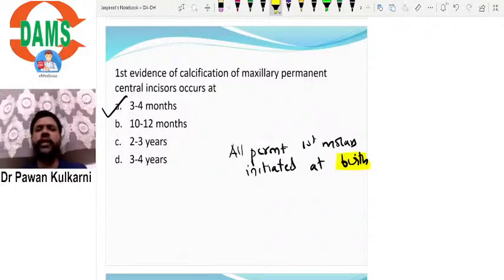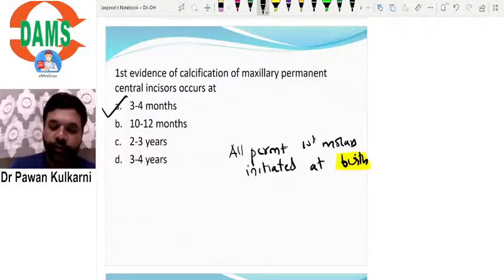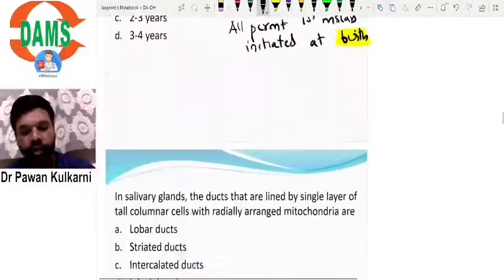Okay, rest all initiation will take place later, but only at the first permanent molars initiation occurs at the birth. So this is again a very favorite topic. Okay, let us move to the next question.